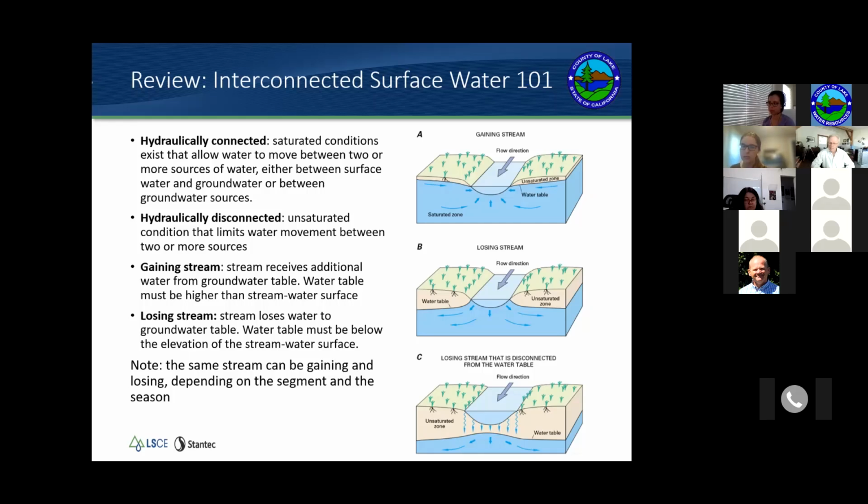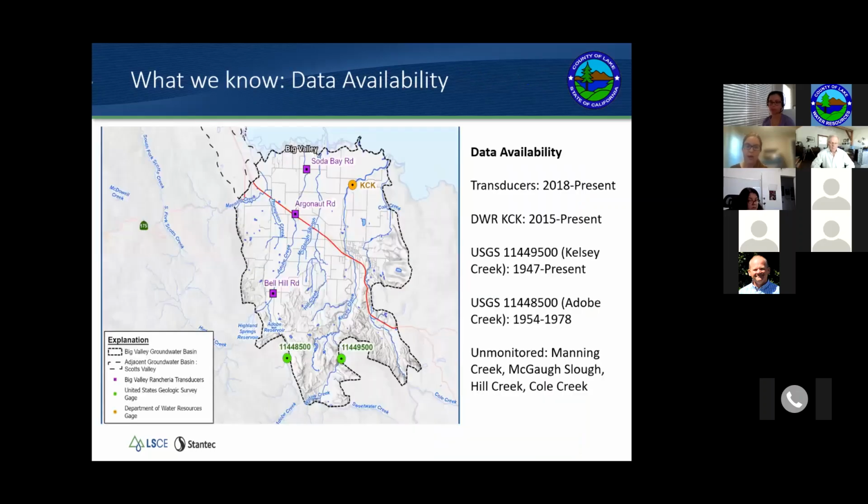So, jumping into actually applying all of this technical information to Big Valley. We have here a map of all of the stream gauges and information. On Kelsey Creek, we've got a DWR KCK gauge shown there in the upper right in orange, and that stream gauge has been operable from 2015 to present day. And then if you go all the way upstream on Kelsey Creek, down at the bottom, it's that green circle.